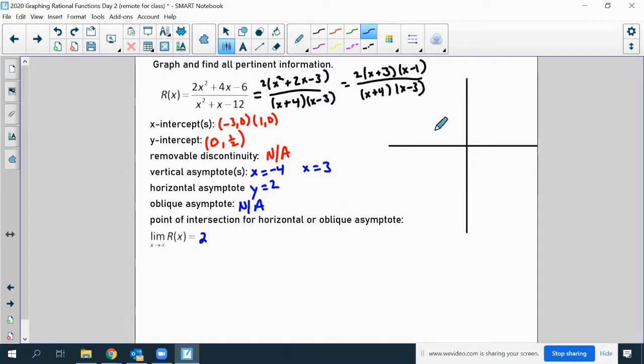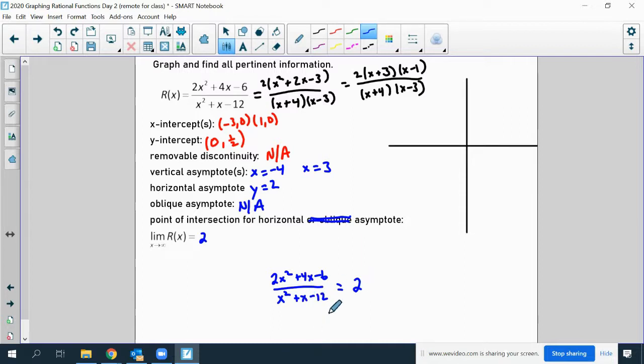Then the last thing I have to do before I start graphing is figure out the point of intersection of the horizontal asymptote. And I can do that, if there is one, by setting the function 2x squared plus 4x minus 6 over x squared plus x minus 12, setting that function equal to 2. The reason that I want to do the original one is I would have to distribute this out anyway in order to solve it, so I might as well just use the original rather than the factored form.